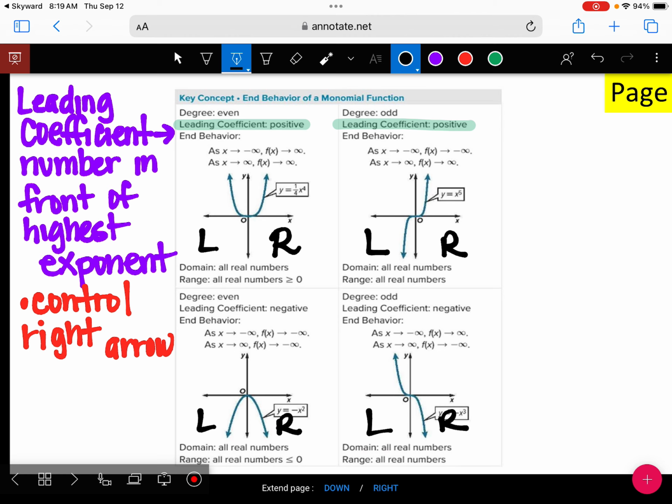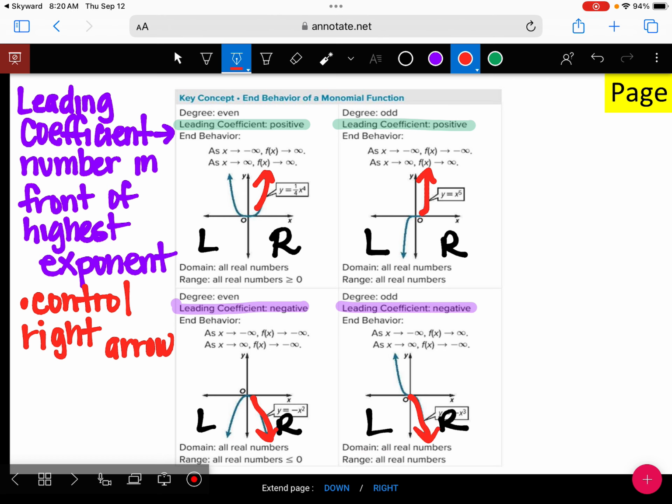Okay, so here, do you see how this first one, it says the leading coefficient is positive? Do you notice that on the right side, the arrow is going to go up? The reason why it's going up is because the leading coefficient is positive, okay? But if the leading coefficient is negative, see how these two are negative? Notice that what does the arrow do on the right side? Does it go up or does it go down on the right? Goes down. So here, notice how it goes down.